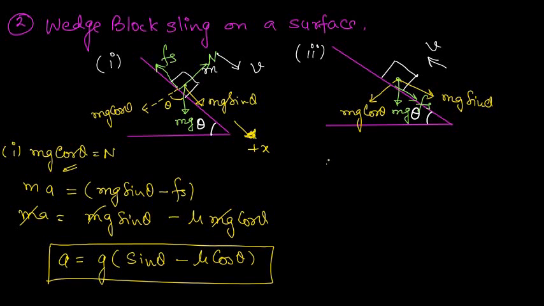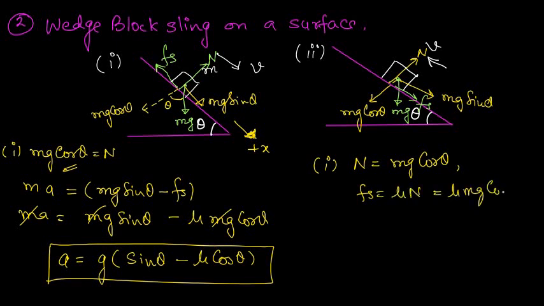Okay, so the very first equation you can write, and obviously there will be a normal force N, is N equals mg cos theta. And the second thing, your frictional force is mu times N, that is mu times mg cos theta.